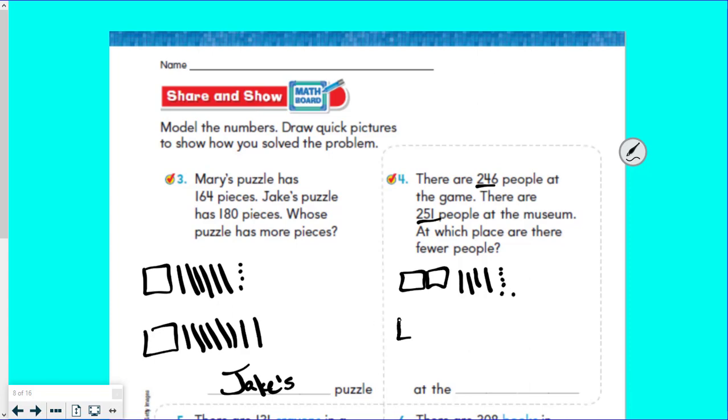And let's see, 250. Yep, that's 251. Okay, so the hundreds are the same. 4 tens, 5 tens. So that's less. So this is the number that's less. So that means there's fewer people at the game. So at the game.